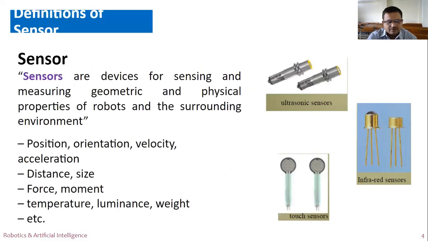Now, what is meant by sensor? Definition of sensor: sensors are devices for sensing and measuring geometric and physical properties of robots and the surrounding environment. Sensors can measure position, orientation, velocity, acceleration, then distance, size, force, moment, temperature, luminance, weight, etc. Now, here in this diagram, different sensors are there: ultrasonic sensors, infrared sensors, touch sensors.